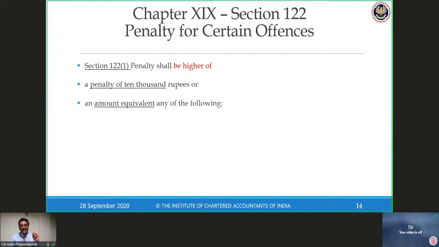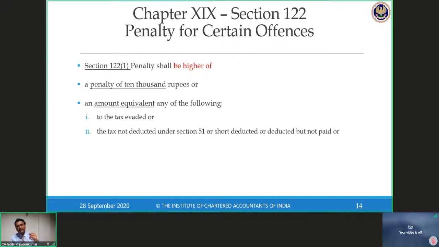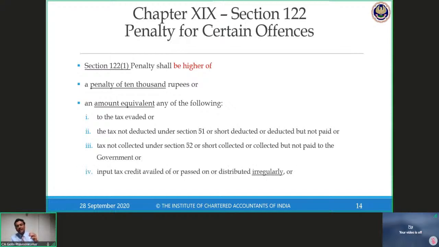Section 122 says, look, if any of these 21 offences are noted, the penalty shall be the higher of 10,000 or an amount equivalent to the tax evaded, tax not deducted under section 51 TDS, section 52 TCS, input tax availed or passed on or distributed, ISD principal, refund claim. So section 122 says, either 10,000 or the tax evaded. Now, sir, in case of a procedural lacuna, I have issued an invoice, a false invoice. Where is the tax evasion?